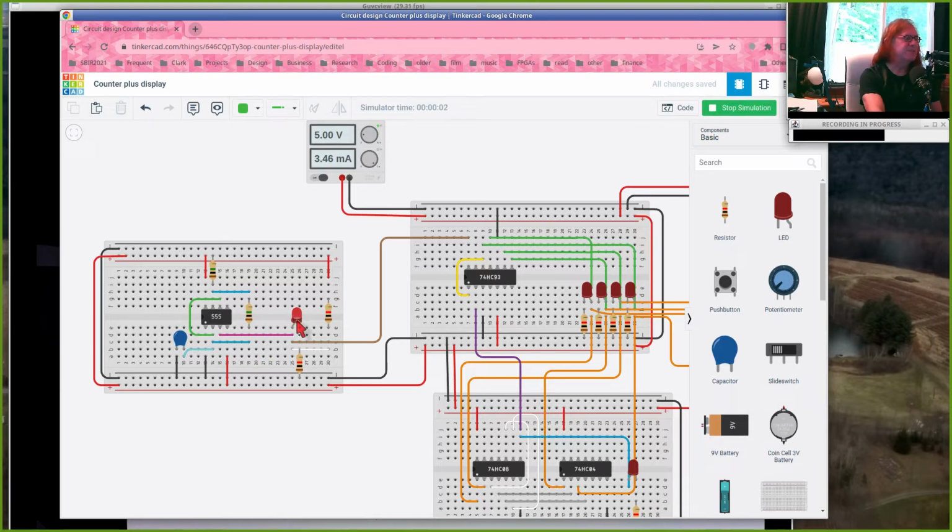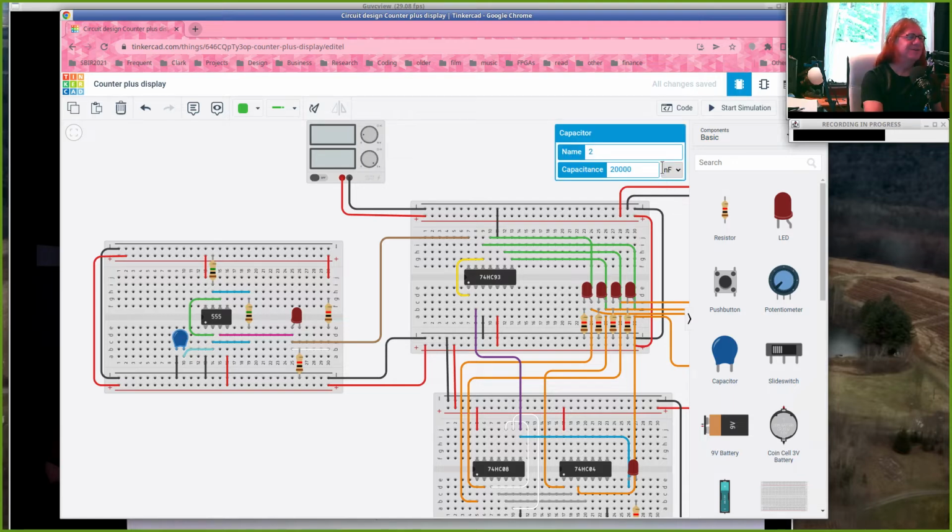So my timer output is high. And maybe I didn't want it that long. Maybe it's too slow. Should not try to do metric in my head. Oh, I made it 20,000. Okay, let's do 2,000. Well, let's just do 2 microfarads. So this should be about a 4-second period.